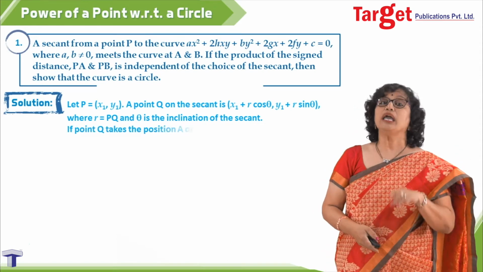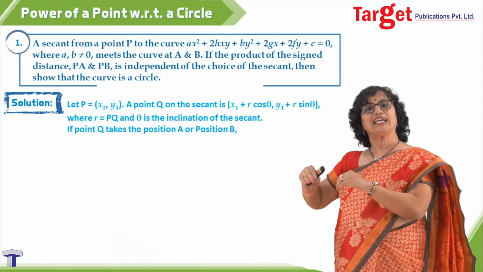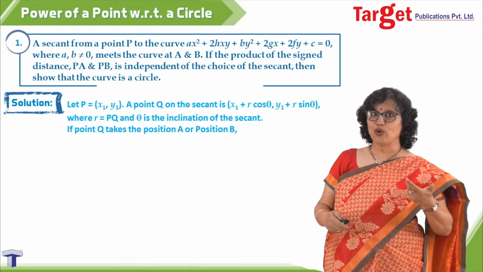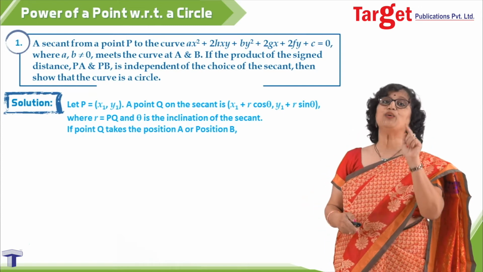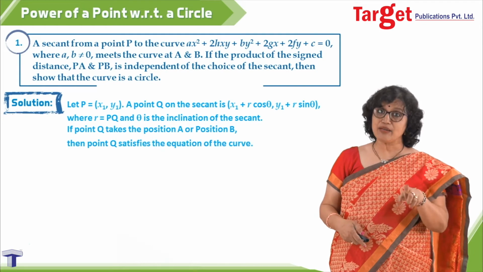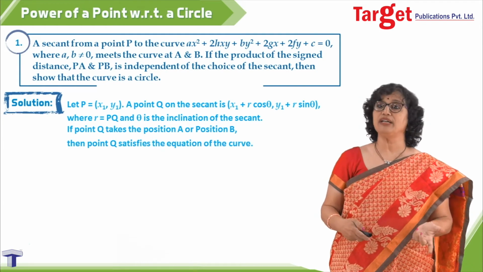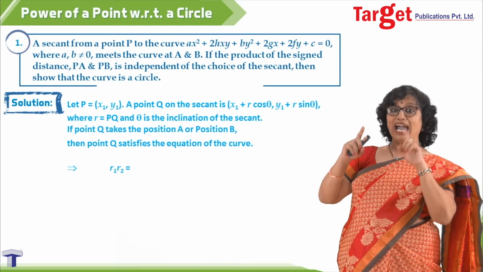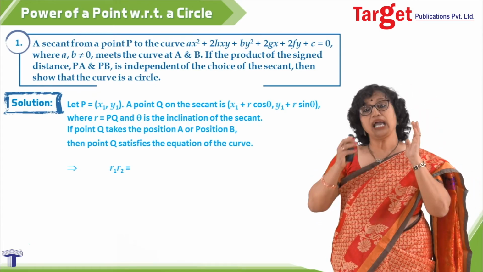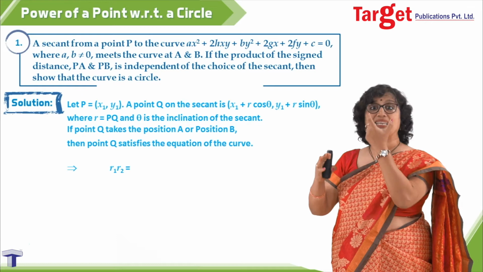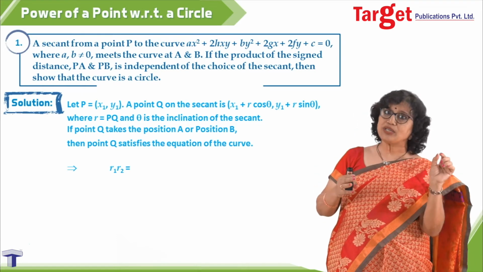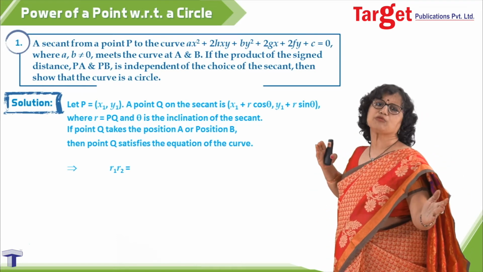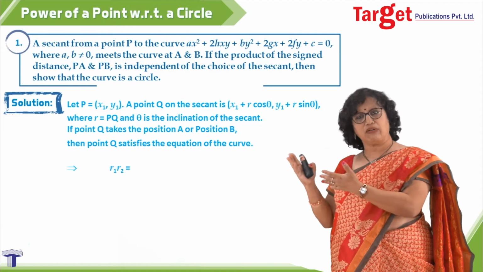And then, if I say that point Q takes position B, then you know what to do. You substitute that Q in the equation of the curve, right? Because it satisfies the equation of the curve. And if I substitute that, what will I get? I will get one equation like before, x1 plus r cos theta whole square. That will come in place of x square. Outside would be a, right? One big expression on the left hand side you are going to get, equal to 0.